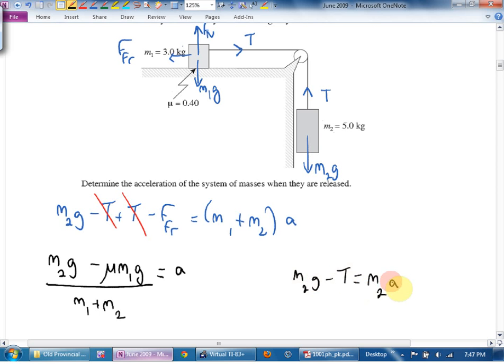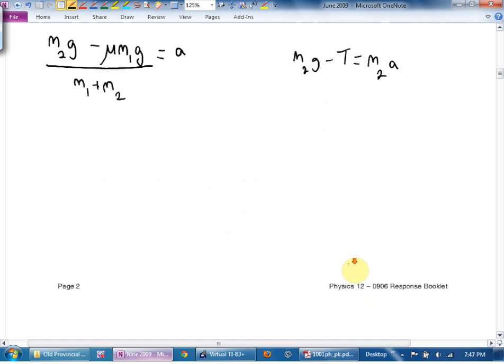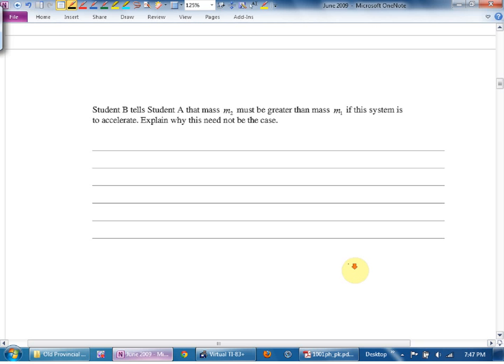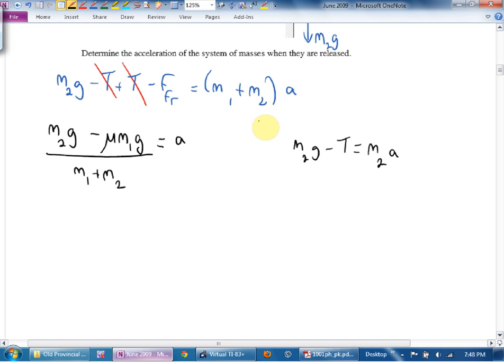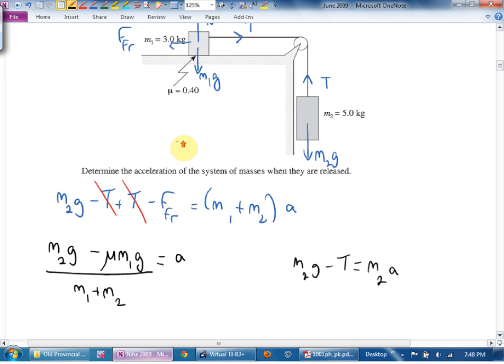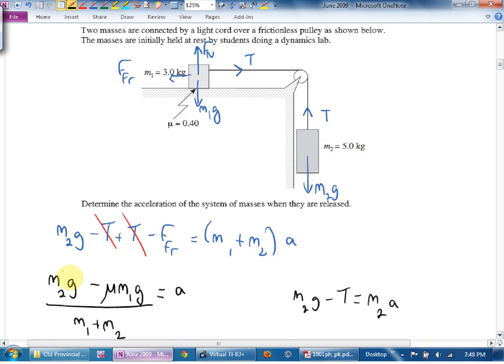Oh, here's your principles of physics question. Student B tells student A that mass M2 has to be greater than mass M1 if this system is to accelerate. Explain why this need not be the case. You know what a simple solution would be? Take this, and instead of having mass 2 be 5, try plugging in a 2 and see if you still get a positive acceleration. The issue is, as long as friction is small, and what determines friction is mu, as long as you have a small mu, it's going to move to the right and accelerate.